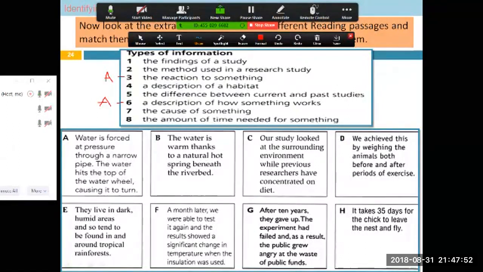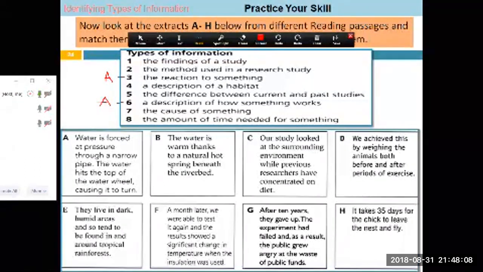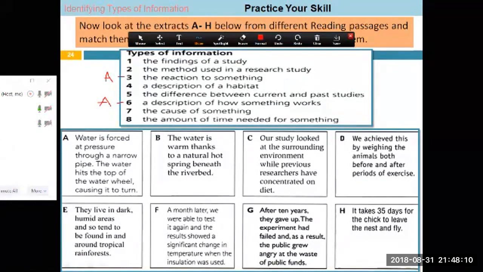The water is warm thanks to a natural hot spring beneath the riverbed. So, is it a finding of a study? No. The method used in a research study? No. The reaction to something? No. A description of a habitat? No.